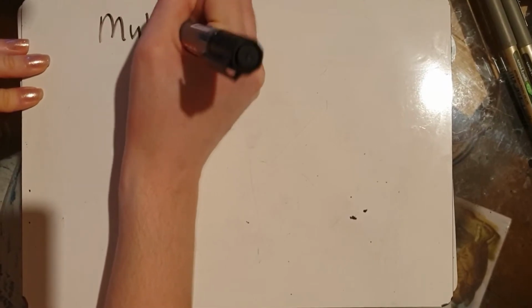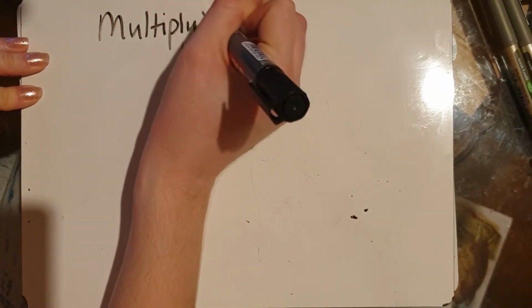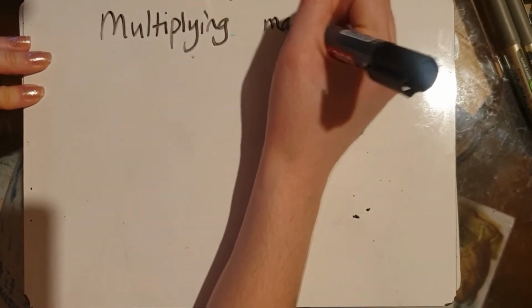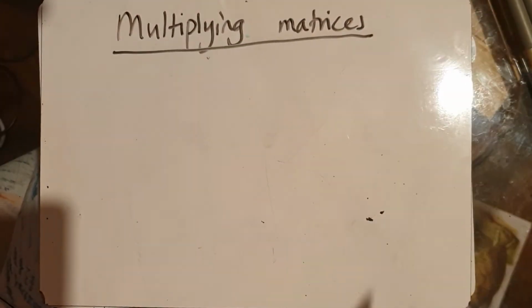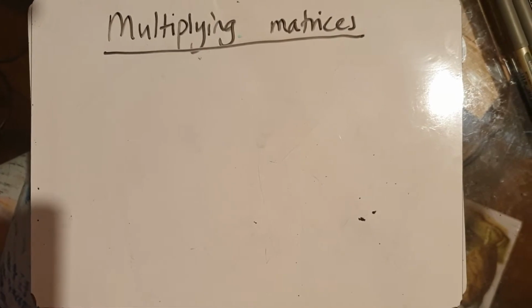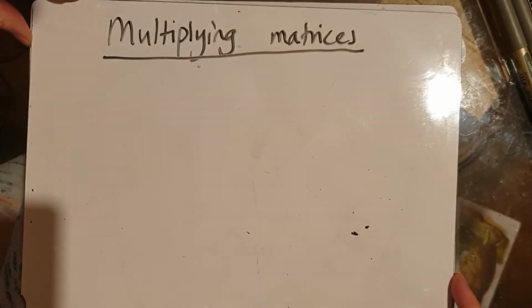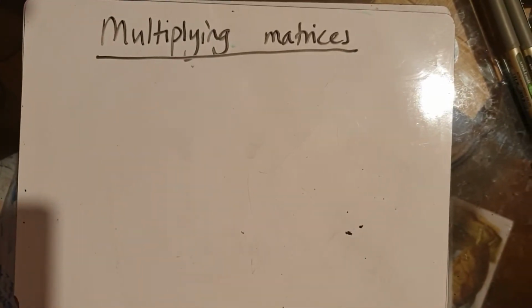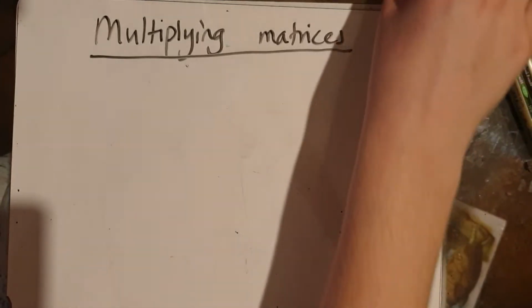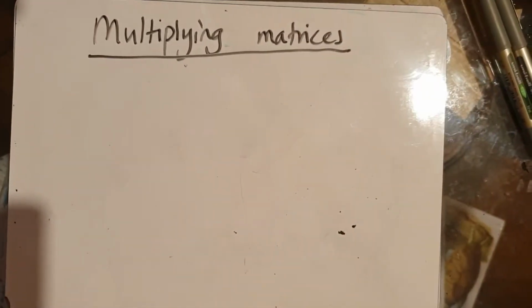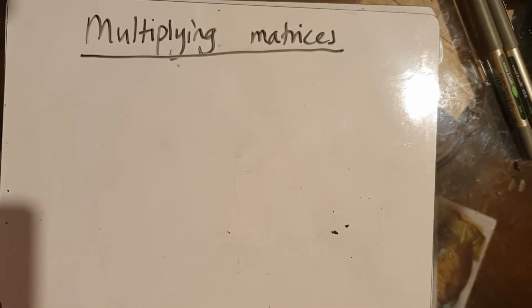Hello Year 11, today we are going to do multiplying matrices, where we are multiplying two matrices together. So last time you did adding and subtracting matrices and multiplying a matrix by a scalar. This time we are going to be doing multiplying two matrices together.